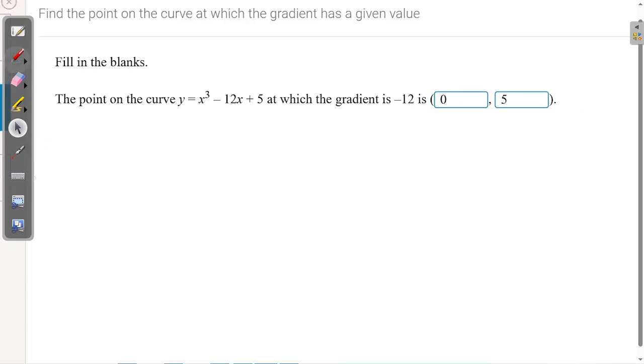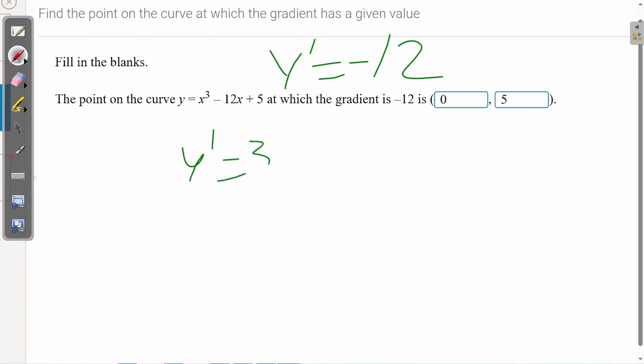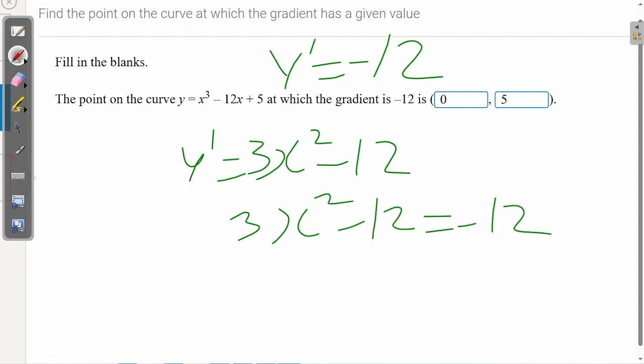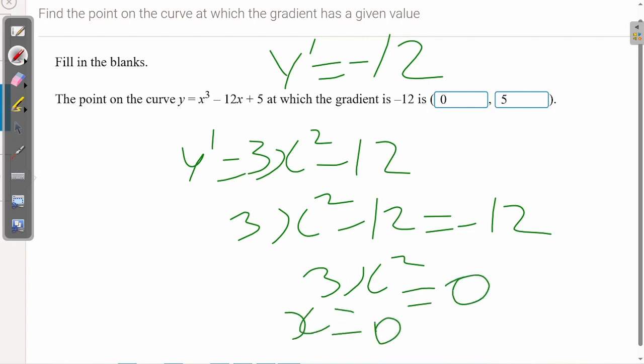This is similar to one we did before. So y prime is negative 12, and I want you to find the point which has this y prime. So y prime is equal to 3x squared minus 12. So 3x squared minus 12 is equal to negative 12. 3x squared equals 0. x is equal to 0. So you found x is 0, so substitute in the original to get the y. So y is equal to 0 minus 0 plus 5, so the point is 0, 5.